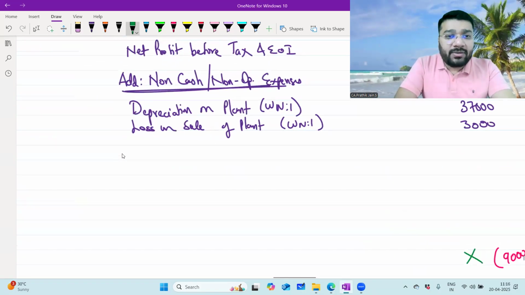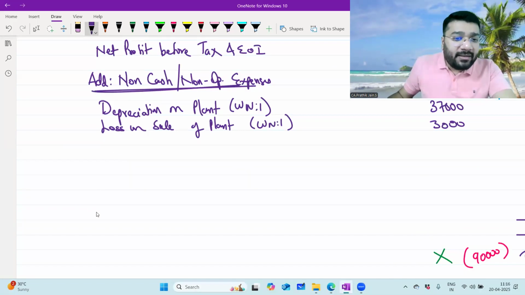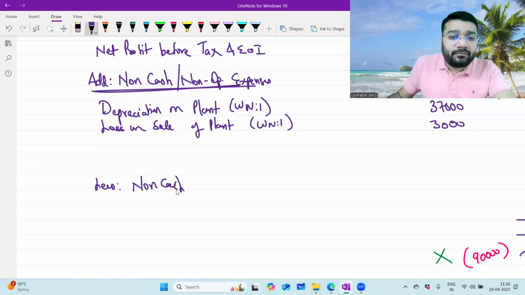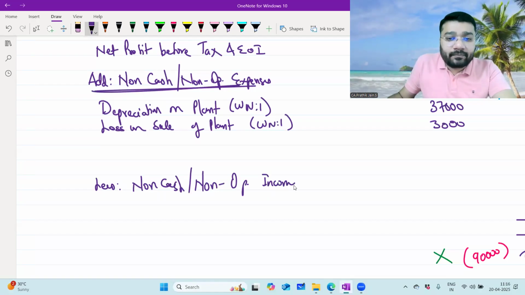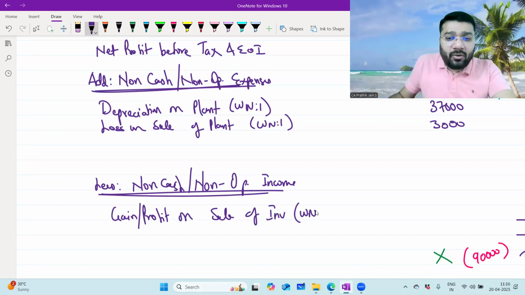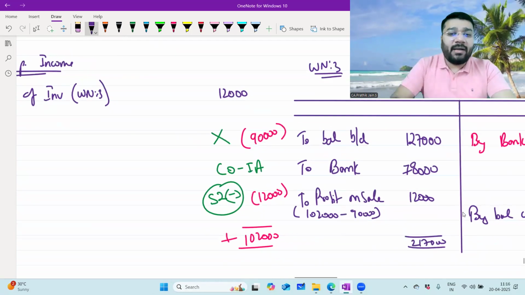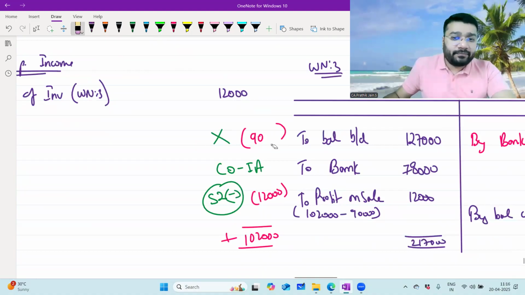Wonderful. So now leave some lines because we don't know if there is any other item. Leave some 2-3 lines and then write less: non-cash or non-operating income, gain or profit on sale of investment, working note number 3, which is 12,000. Any problem here? Online people, any problem here? No, sir.